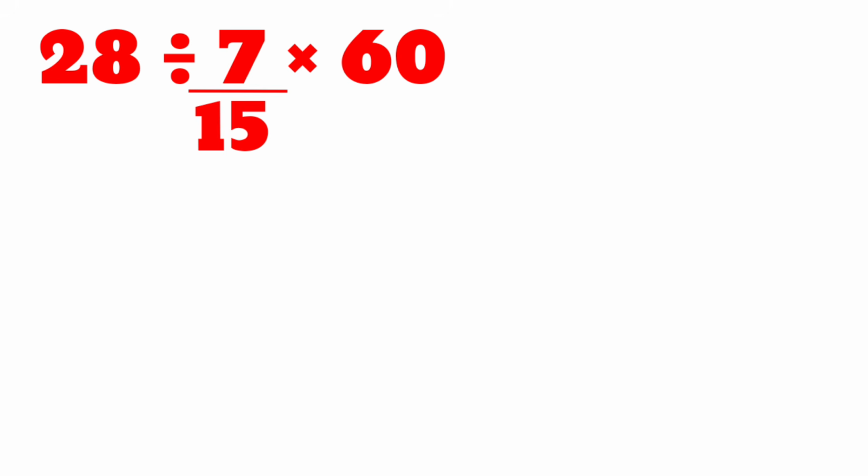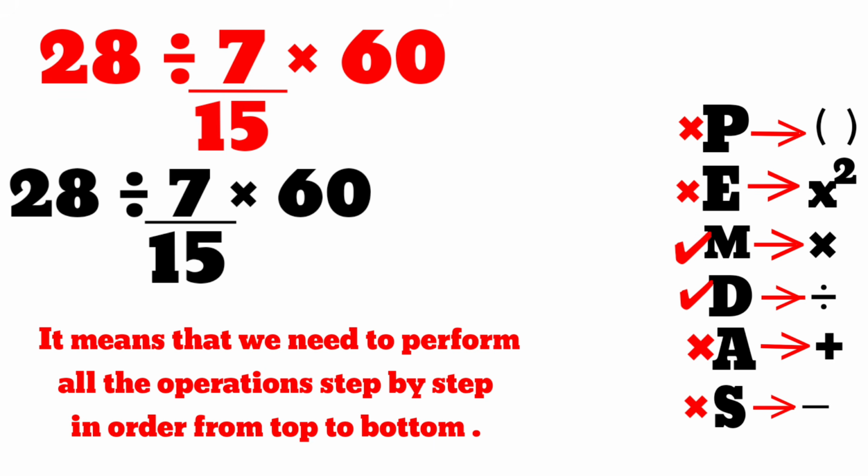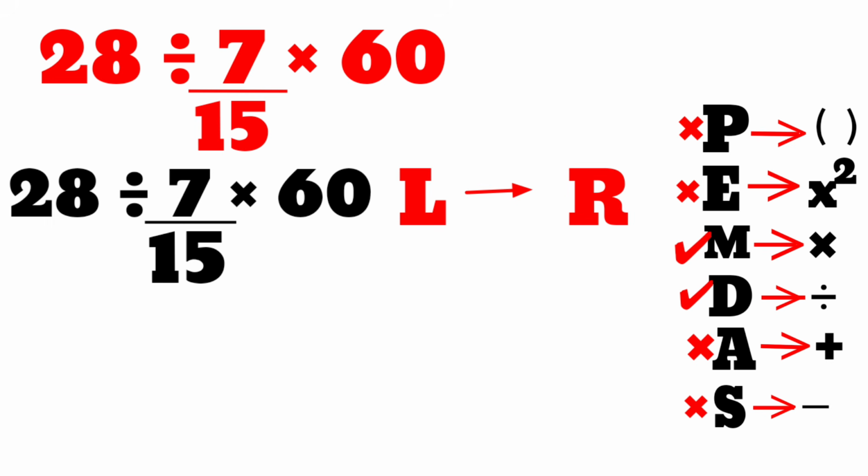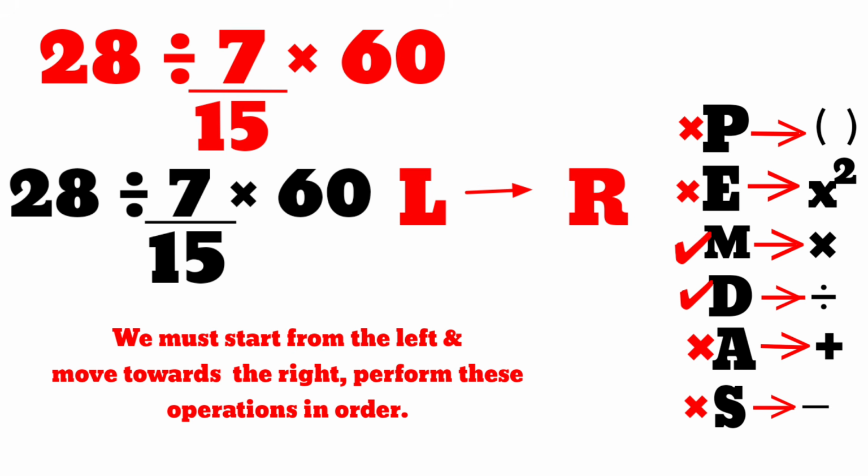Now we find the correct answer. It means that we need to perform all the operations step by step in order from top to bottom. Division and multiplication hold equal priority level. So, we must start from the left and move toward the right. Perform these operations in order.